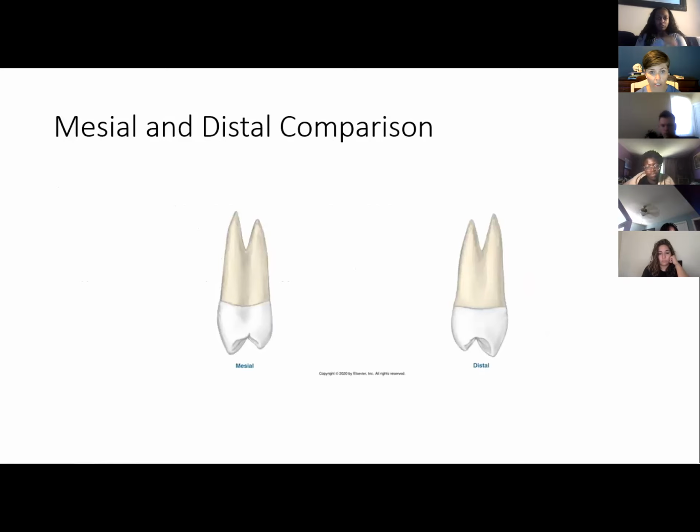And then here's your comparison of the two. Like I said before, on the mesial, you're going to have that depression. Although you have the depression on the distal, it's not as prominent and it doesn't go down into the crown of the tooth.